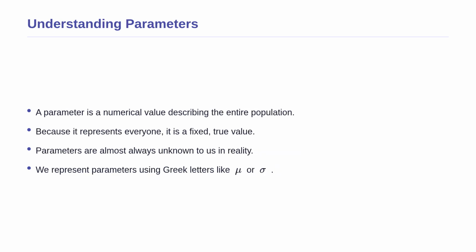Now that we know what a population is, we can define a parameter. A parameter is a numerical value that describes a specific characteristic of the entire population. Because it represents the whole group, a parameter is a fixed, true value. However, it is almost always completely unknown to us in the real world. In mathematical formulas, we represent parameters using Greek letters, like mu for the mean, or sigma for the standard deviation. These letters signal that we are talking about the absolute truth.